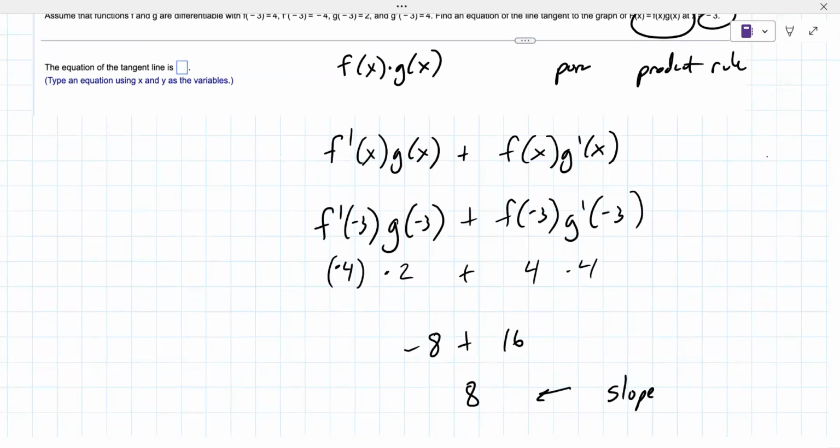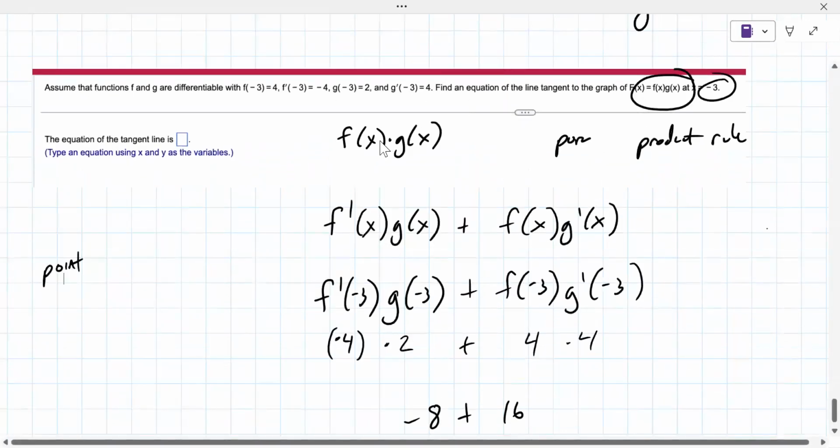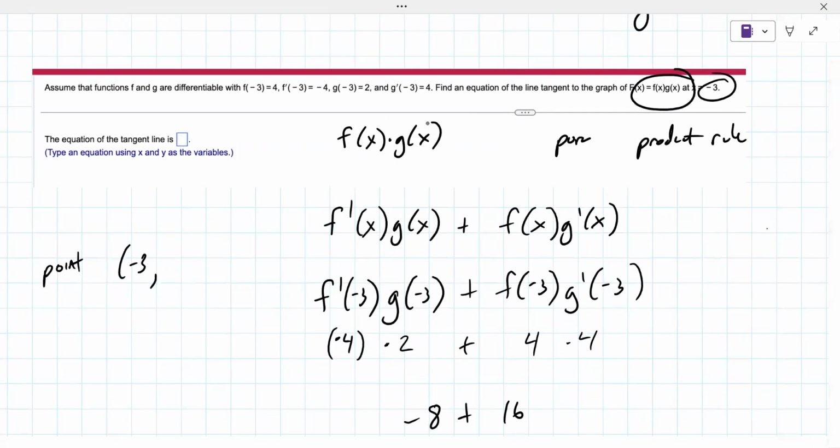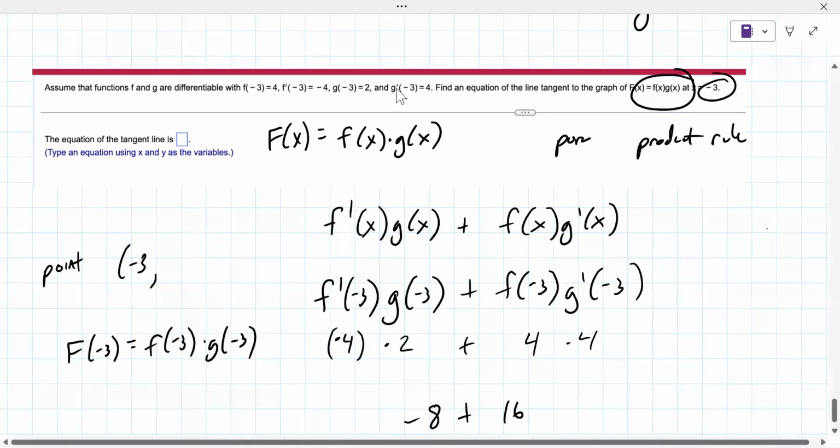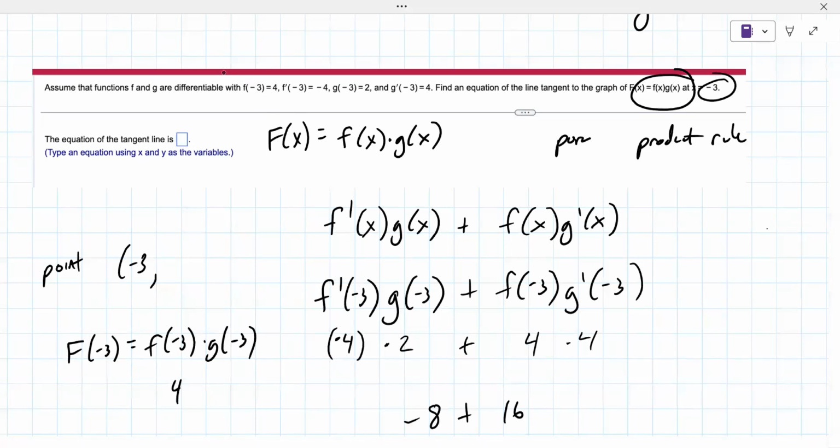So now we need a point. What we really need is the x and the y value. The x is -3, but what's the y value? Well, if you go back to the original, you're putting -3 in for x, so it's f of -3 times g of -3. You have to go grab those values again. f of -3 is 4 and g of -3 is 2. So there's your other point.